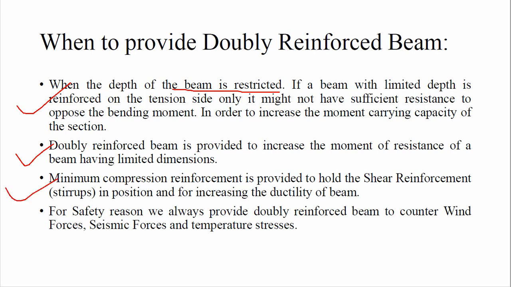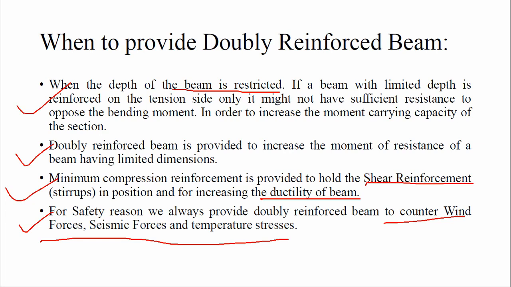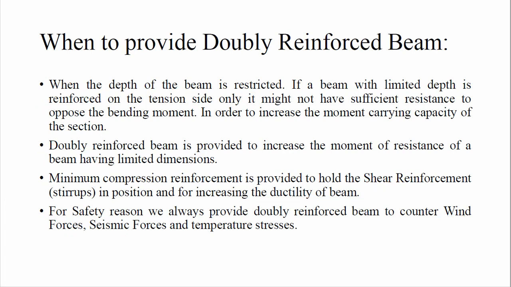The third thing is that minimum compression reinforcement is provided to hold the shear reinforcement. This term shear reinforcement we will see later on, as it is a chapter in the RCC portion. Also, to increase the ductility of the beam, doubly reinforced sections are provided. And the last thing is that we provide doubly reinforced beams to counter the extra forces that we don't discuss in our syllabus, the wind forces, seismic forces and temperature stresses. So these are the basic reasons why and when to provide a doubly reinforced beam.